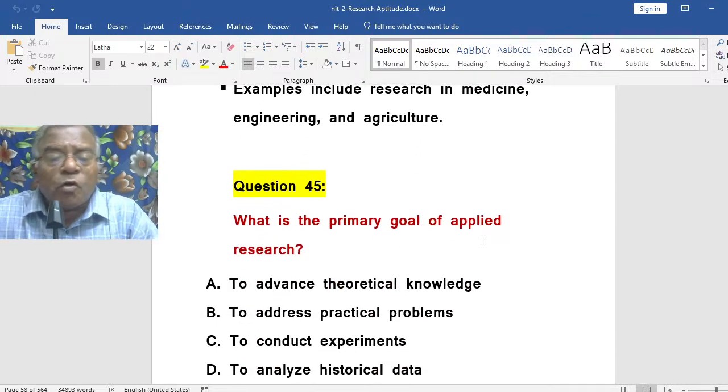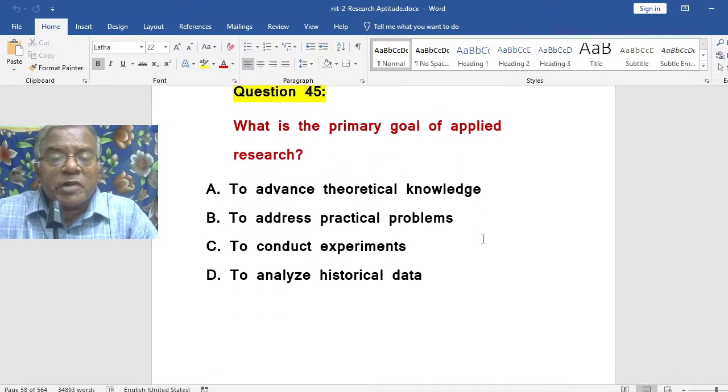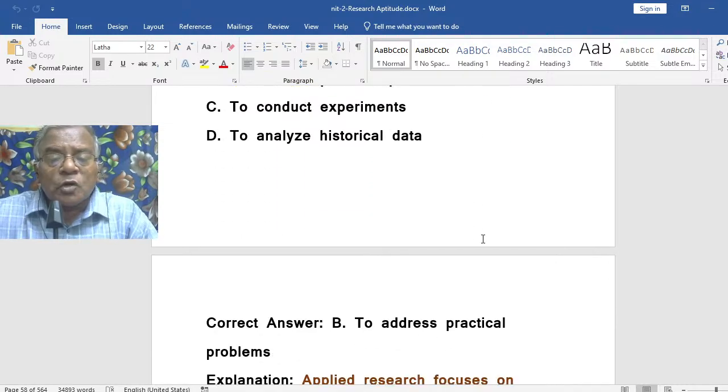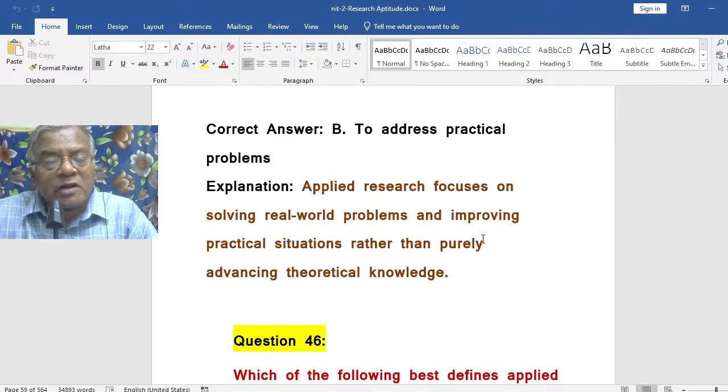What is the primary goal of applied research? Just to see the alternatives. That is to address practical problems. Applied research focuses on solving real world problems and improving practical situations rather than purely advancing theoretical knowledge.